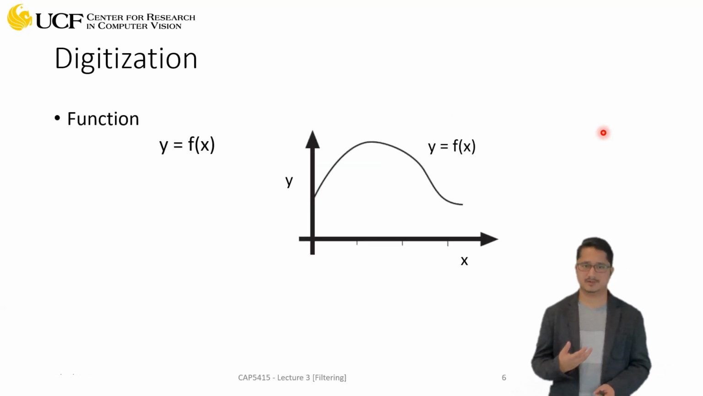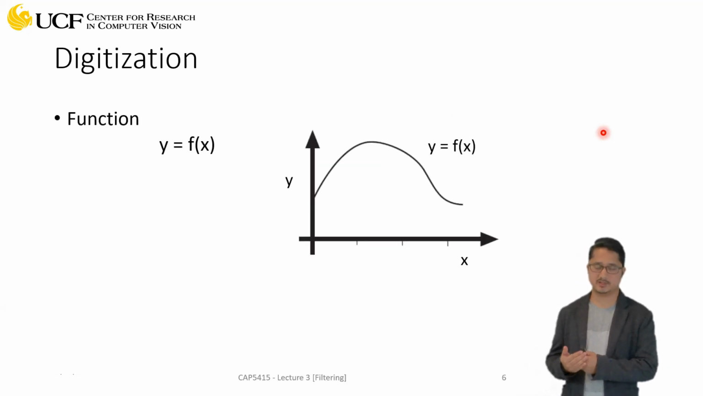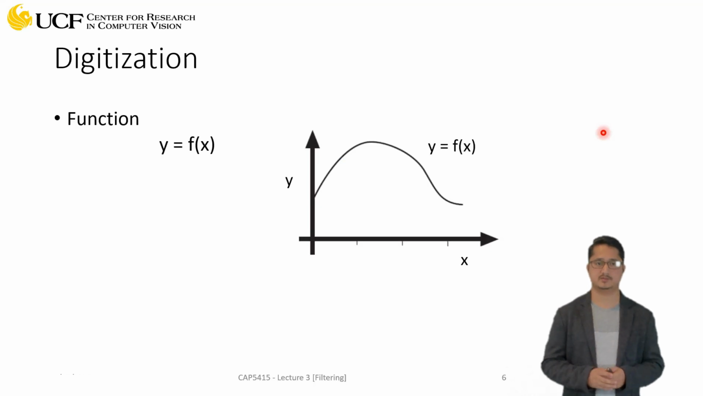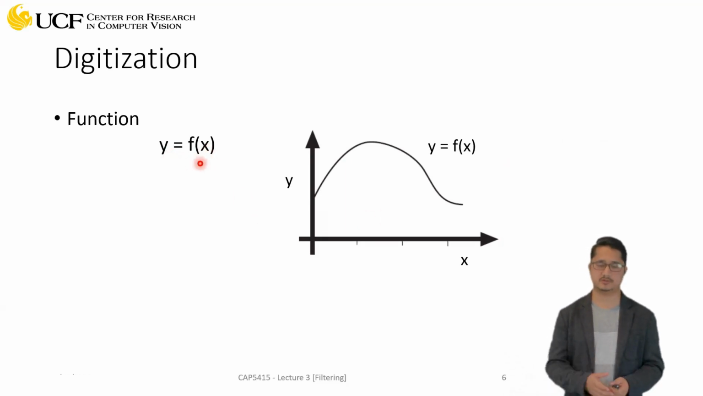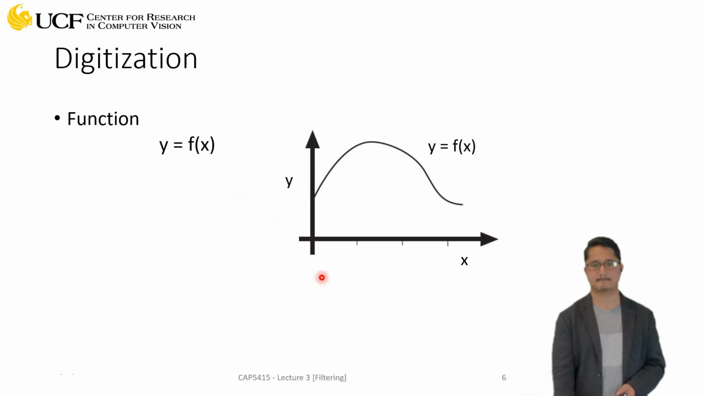First of all, let's try to understand image digitization in a very simple one-dimensional space. For example, we have a function f, which takes x as input, and it produces y. So it's a very simple one-dimensional function. Later we will see how we can represent images as a function, but let's start with this simple case. Let's describe this function in this two-dimensional coordinate space, and let's say this curve represents this function.